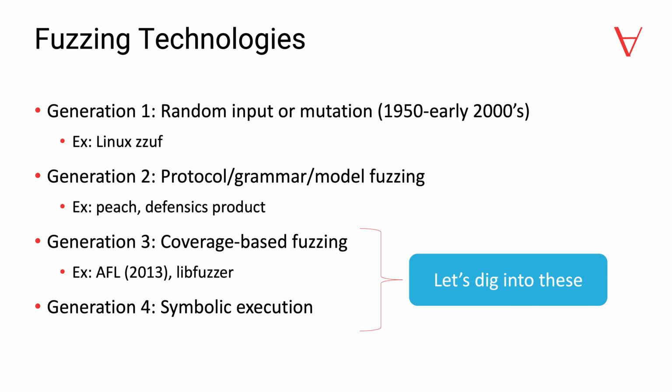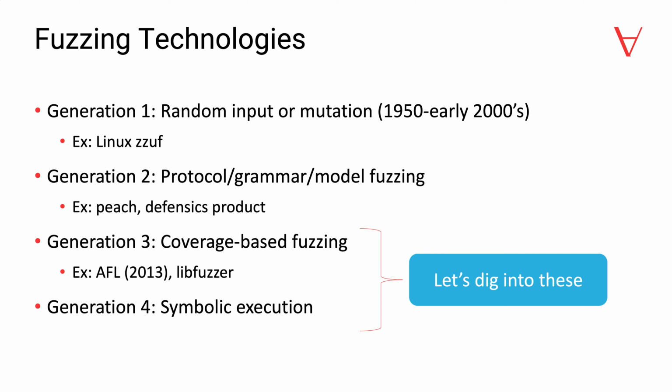Now what we saw after generation 1 is people said that random input generation is not very efficient. Let's start looking at defining protocols or grammars or models of what the input should look like so that we don't waste time. And this led to a host of research and a host of tools such as Peach, and really the first commercially viable product at the time called Code Intelligence, now called Defensics, where you defined a protocol, for example, for ARP or for TCP, and the fuzzer was just iterating over that protocol.